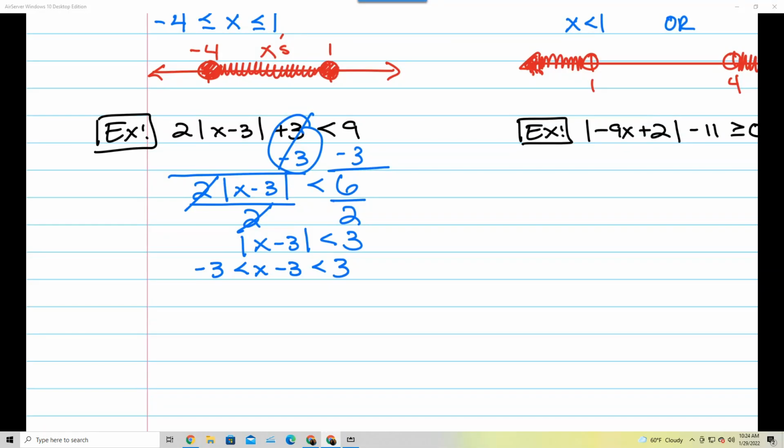All right, we're almost done. I just need to solve for x. I see that x has a minus 3 on it, so I need to add 3 to every single side. So I'm going to add 3 to the middle, add 3 to the left, add 3 to the right. When I do that, these are going to cancel. These are going to cancel.